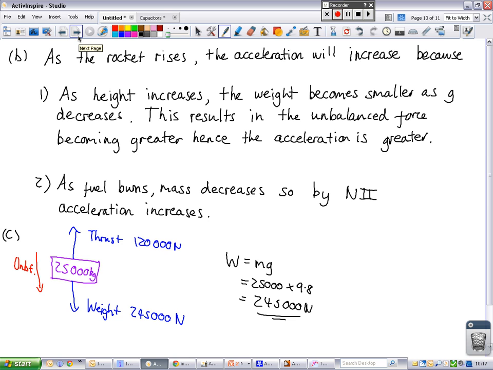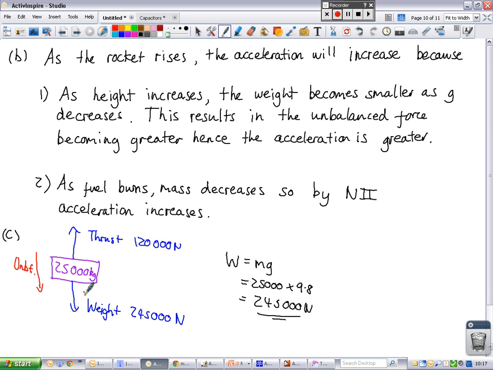For a rocket, we decided that the acceleration would increase as it begins to rise because of two things. The first thing, as the height increases, the weight becomes smaller, so therefore the unbalanced force in the upwards direction is bigger, so therefore acceleration is bigger, because if you've got unbalanced force in the upwards direction, then you've also got an acceleration in the upwards direction as well. Secondly, because the fuel burns, mass decreases, so it's therefore easier to accelerate an object in the upwards direction.